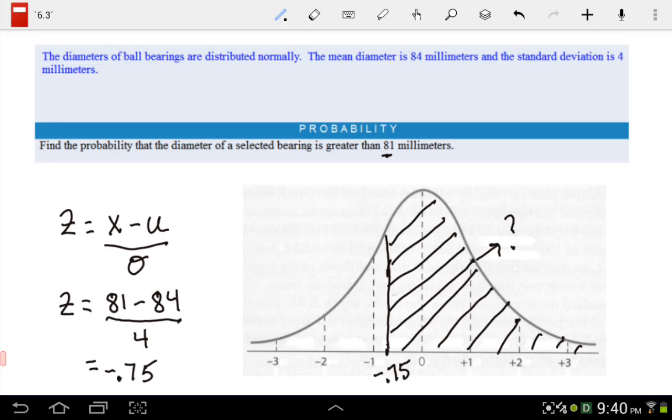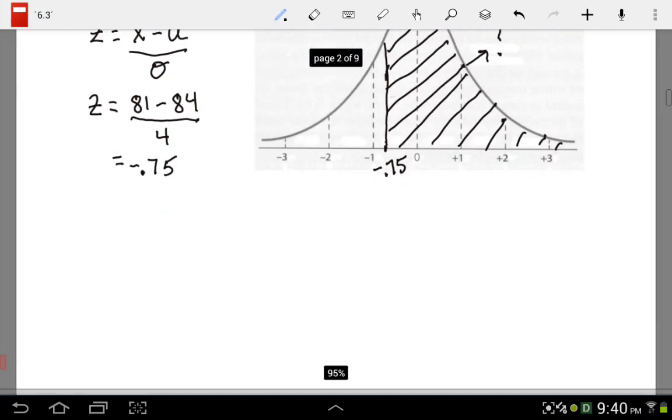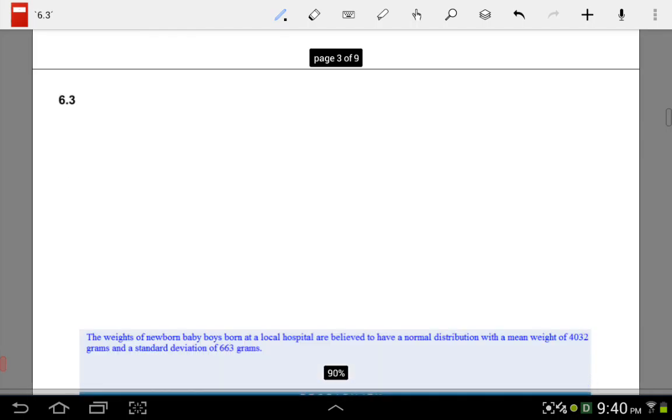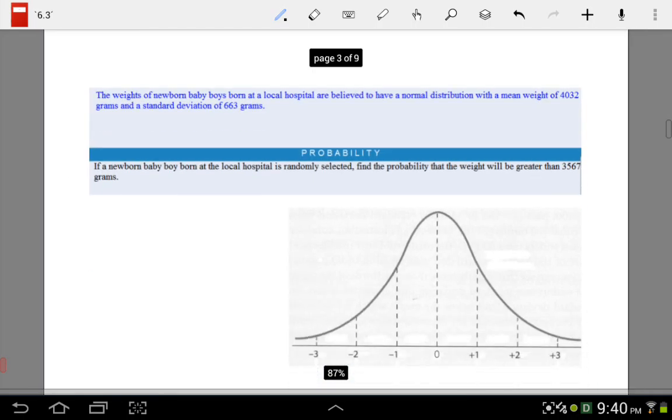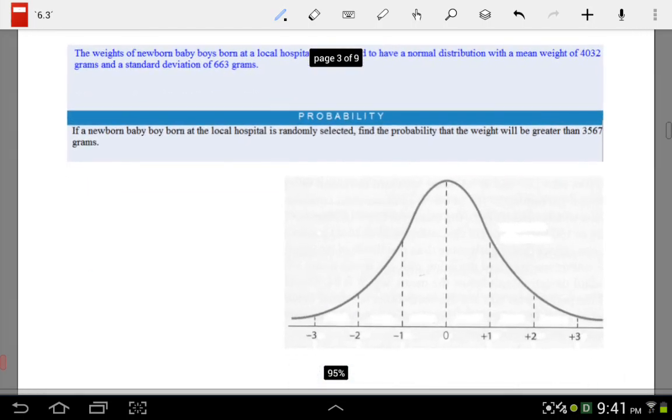Now again, I'm not going to do that for time's sake. So whatever our area is right here is going to be the probability that we have a ball bearing that has a diameter that's greater than 81 millimeters. Now let's look at another example. Pretty much all these examples are very, very similar. All the problems are pretty much the same.